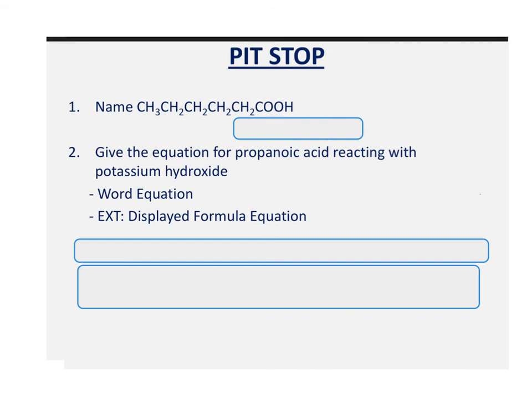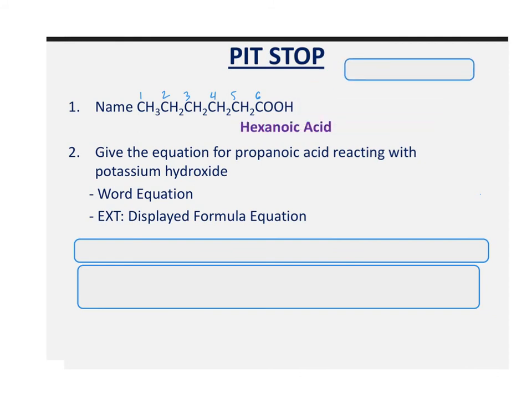Now for this first question, you should have started by counting up the carbons. So I know that I've got 1, 2, 3, 4, 5, 6 carbons, and that 6th carbon comes from the COOH group. So it's hexanoic acid. That COOH group implies that I'm looking at a carboxylic acid, and therefore that's what I should have basically been doing.